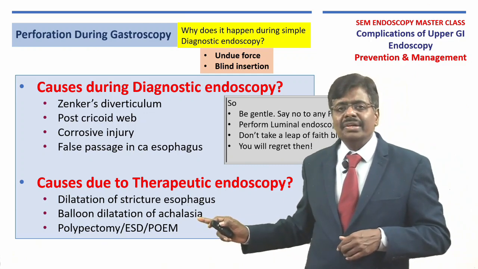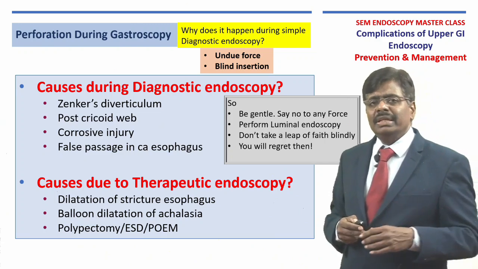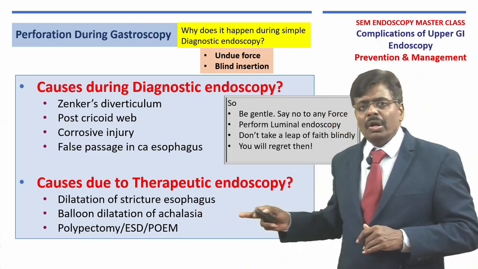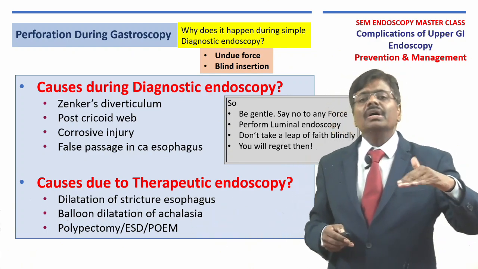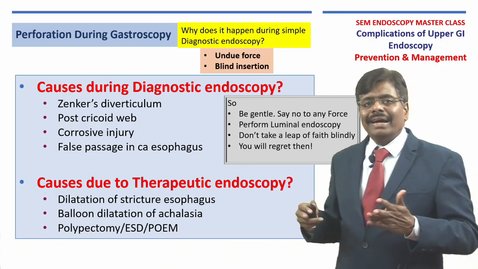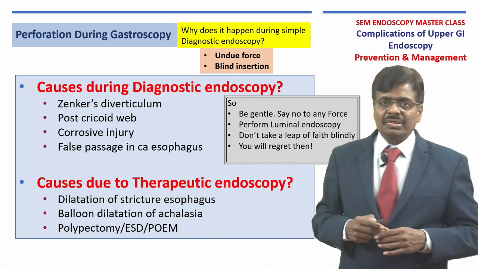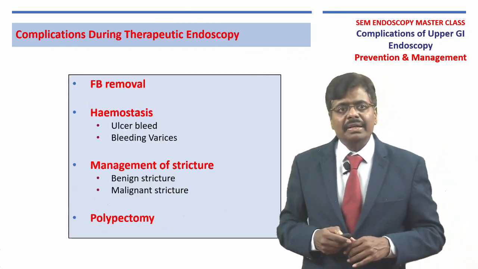Forceful balloon dilatation, especially when you use any balloon more than 35 millimeter, especially for a pneumatic dilatation, is inviting trouble. Then polypectomy, especially polypectomy of sessile polyps, or if you do an ESD carelessly, there are potential places for a POEM disaster. So, you should be very watchful, and you need to rely on your expertise and experience.